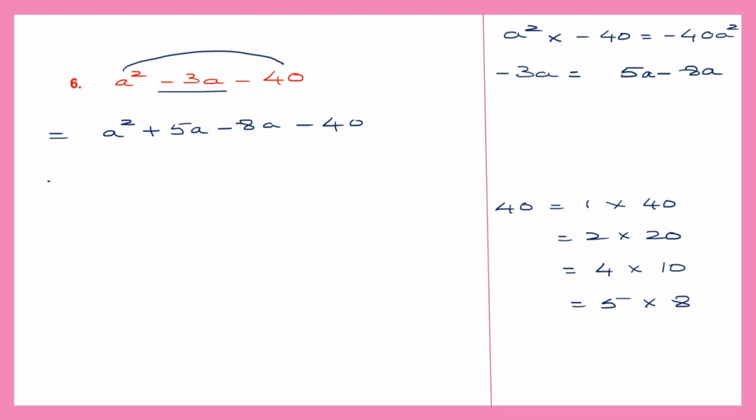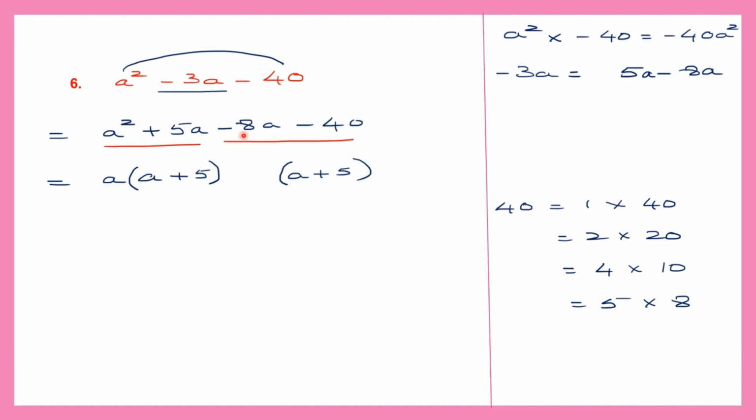So now I can group it. So a square plus 5a minus 8a minus 40. Let me take out the common term. The common factor is a here, and then inside a plus 5. Because I already have this one a here, I just have to put 5. That means here also I need to get a plus 5. So let me put that to make it easy for us to understand. So what should I get here?